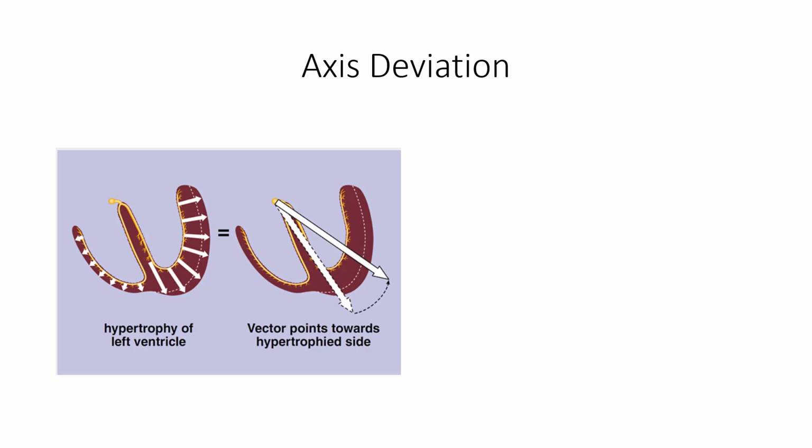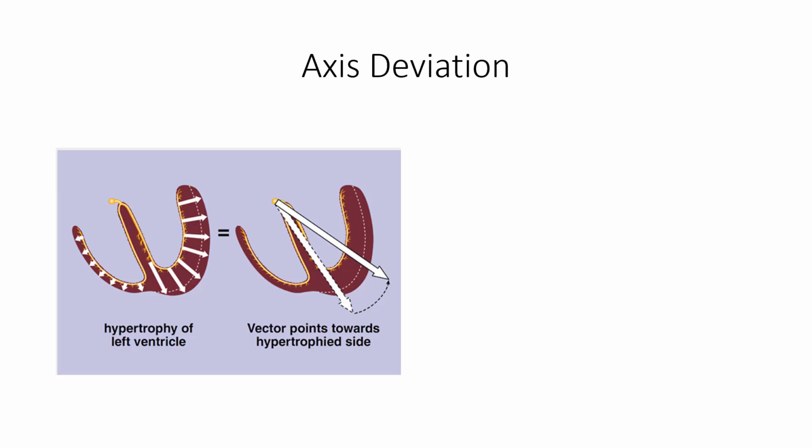Why should we care about axis deviation? Well, axis deviation is one of those electrocardiographic findings that is not super sensitive, but sometimes it can provide a subtle clue about some underlying condition. Let's look on the left-hand side here. You can see that the left ventricle in this graphic is enlarged. It has undergone hypertrophy either from very tight aortic stenosis or long-standing high blood pressure.